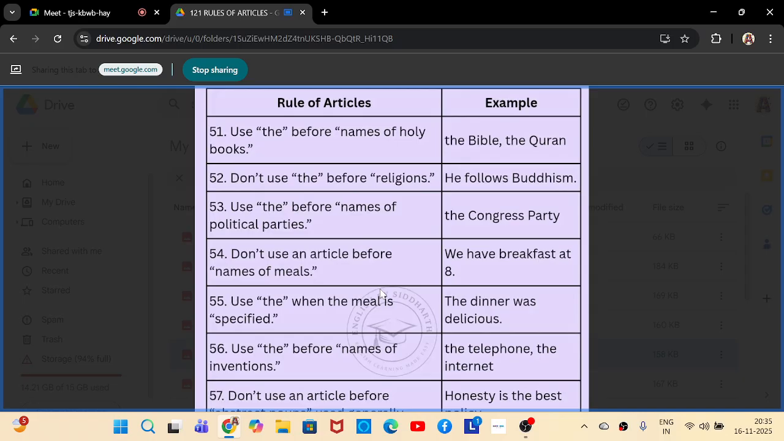Next is use the before names of political parties. Whatever political party it may be, you can use the. For example, the Congress Party, the Bharatiya Janata Party, the Communist Party, etc.